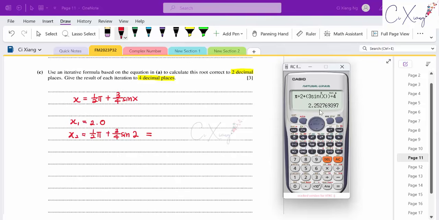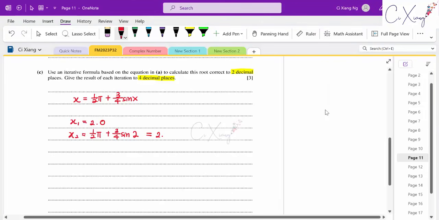For the value here, I'm getting 2.252769397. It's a long value, right? According to the instruction of the question, they want our iteration correct to 4 decimal places. So I will write my answer to 4 decimal places, where it should be 2.2528.